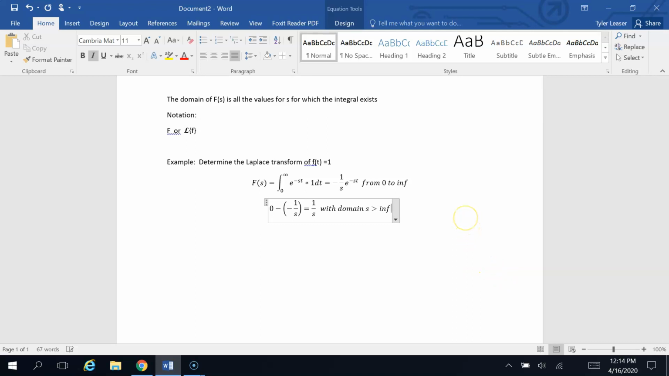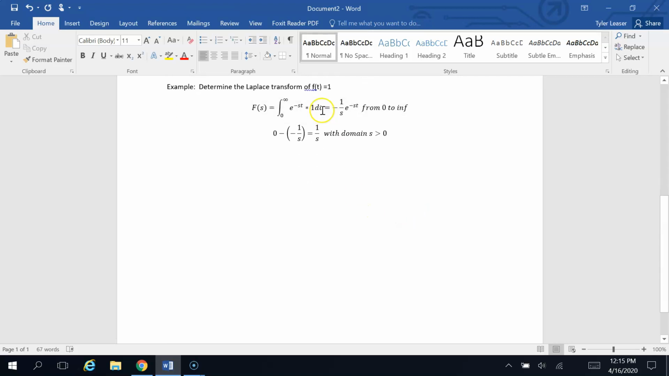Oh geez, I said s is greater than infinity? That was dumb, sorry. S is greater than 0 is what I meant to say. So s is greater than 0 because it has to be positive values. Okay, so that's it. If I have the function 1 over s, that is what we call the Laplace transformation of the function 1. Let's look at another example, just making it a little bit more complicated.